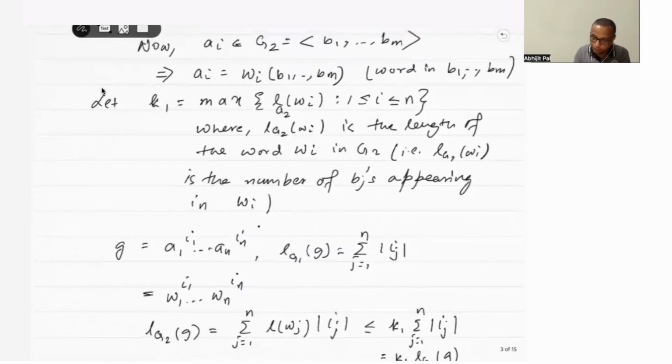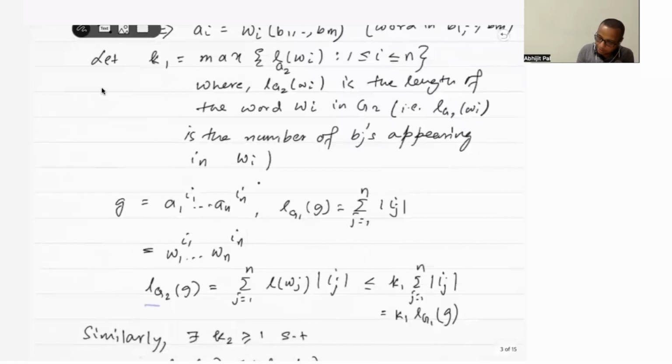And the length of this wj will be less than or equal to k1, because I have taken k1 to be the maximum of the length of the words wi in G2. So the length of this g in G2 is less than or equal to k1 times the summation j equals 1 to n of mod of ij. And this is nothing but the length of the word g in G1. So what we have here is that the length of g in G2 is less than or equal to k1 times the length of g in G1.